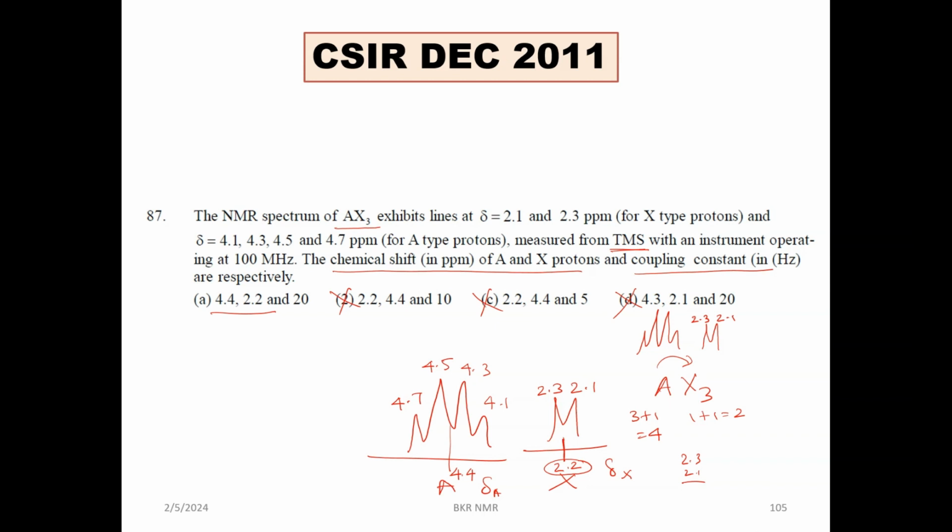Now let us solve for the J value. The difference between the lines of the multiplet is 0.2 ppm. Now I want it in hertz. So what should you do? Multiply 0.2 by the operating frequency, which is given as 100 megahertz. So it comes as 20 hertz. So the answer is 4.4, 2.2, and 20. Option A is the right answer.